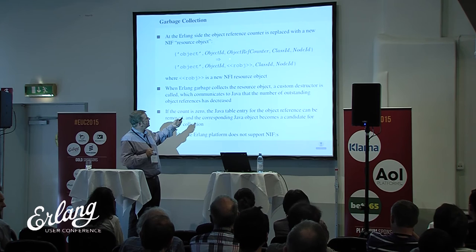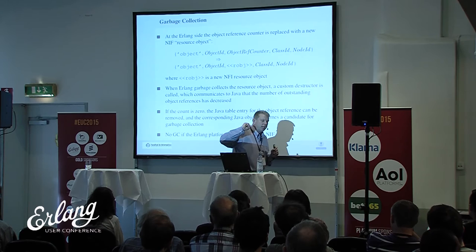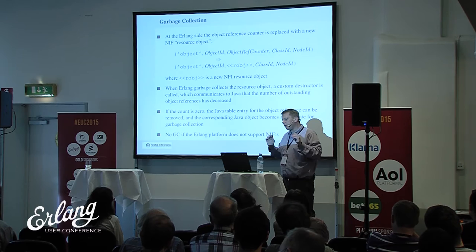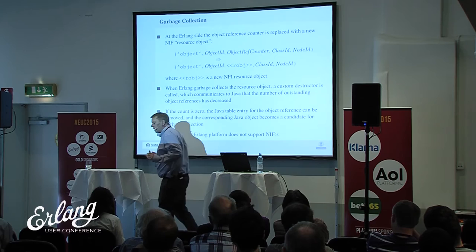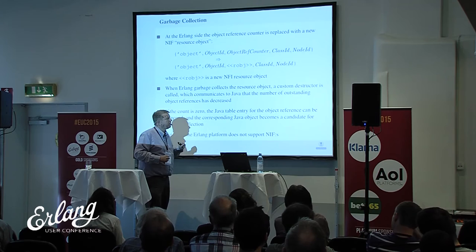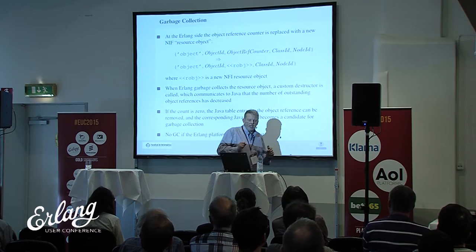So it's probably a good idea for me at this point to inform Java that this object reference count, this object reference is no longer used, or that we have one instance of use that is no longer valid. So you can decrease your reference counter in Java, and the Java side receives these messages. And if the counter goes to zero, it can just remove the entry from the big table that exists on the Java side. Okay, so this is using NIFs in a nice way, and I really like that they exist.